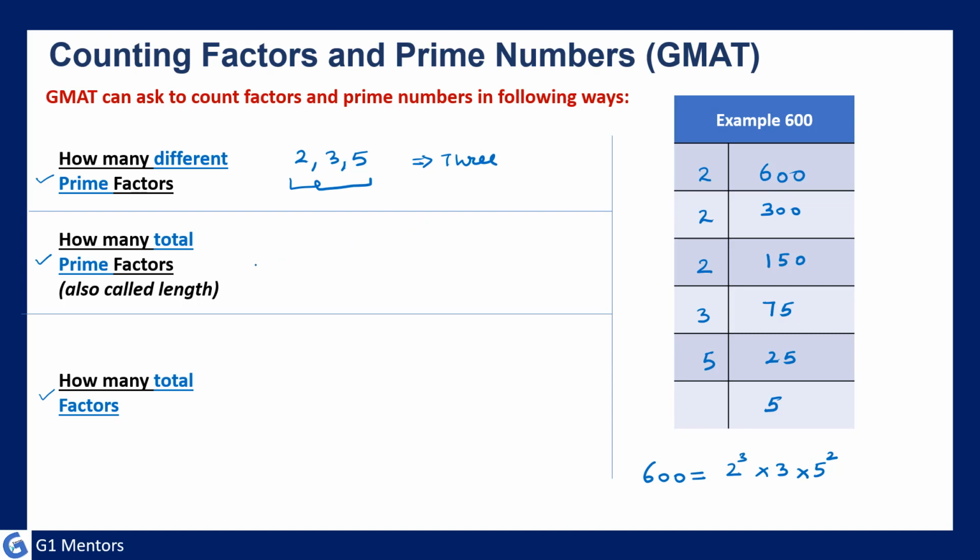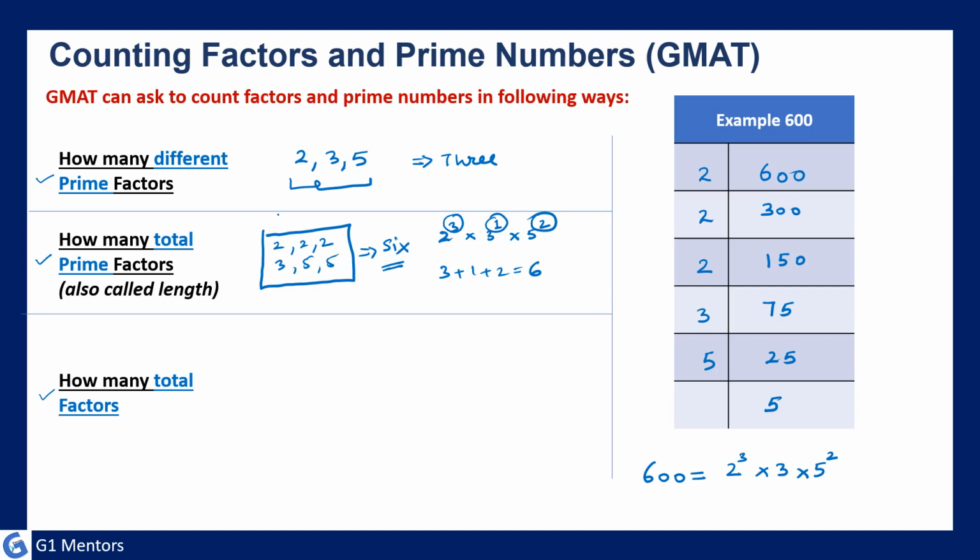Now let's see how many total prime factors there are, or what is the length of 600. This is nothing but how many factors there are in the prime factorization of 600. So we have 2, 2, 2, 3, 5, 5. So the answer to this question is 6. Or simply, we add the exponents of the prime factorization. 600 is equal to 2 raised to power 3 into 3 raised to power 1 into 5 square. So we add these exponents: 3 plus 1 plus 2, which is equal to 6.